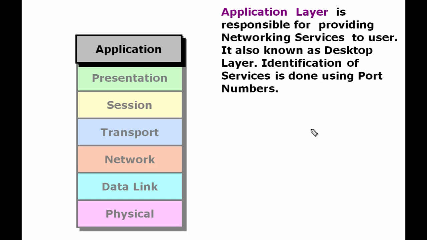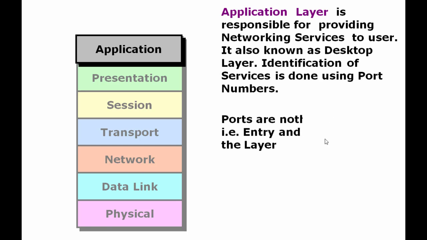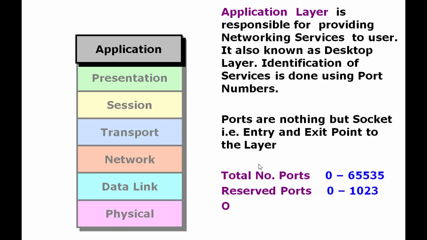Now the question arises, how does the application layer work, and how does a computer understand networking services? A computer is an electronic device, and it only understands the values of numbers: binary, decimal or hexadecimal. That's why services are identified using port numbers. Now, what are ports? Ports are nothing but sockets. These are the entry and exit points of the layer.